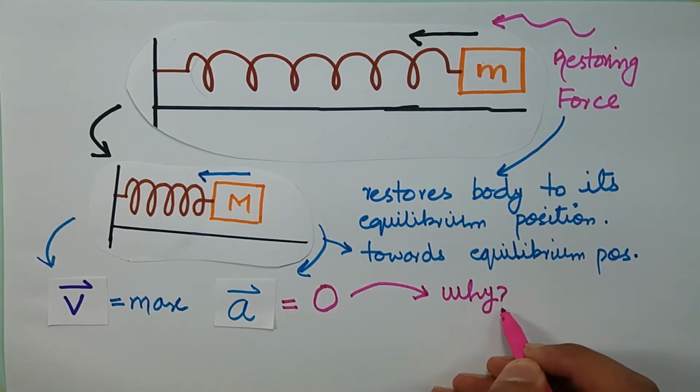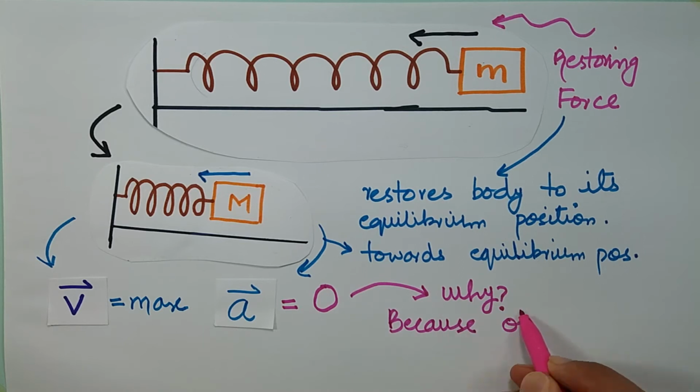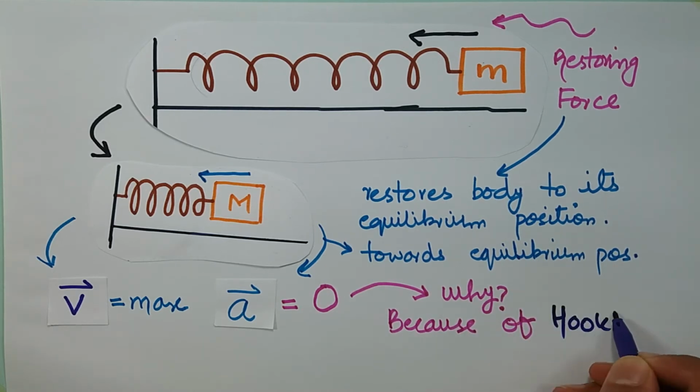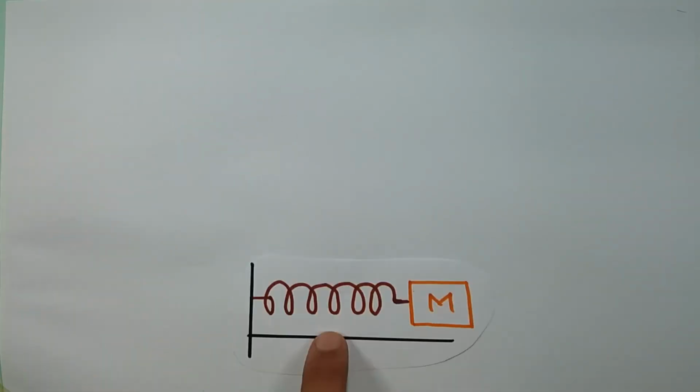Because according to Hooke's law, acceleration is directly proportional to the displacement of the body. And as at equilibrium position the displacement is zero, so the acceleration becomes zero.